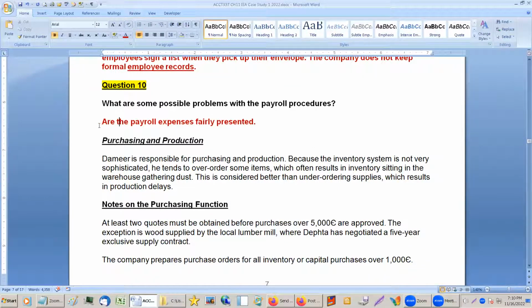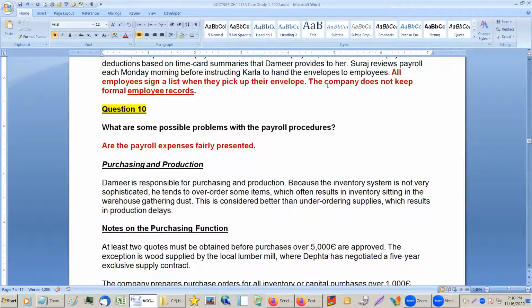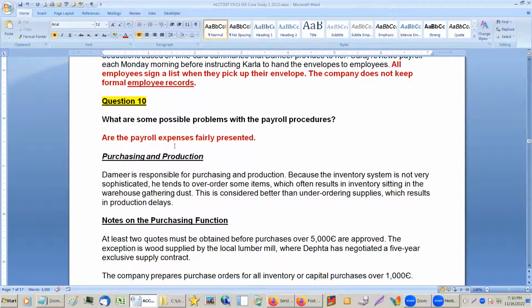So, are the payroll expenses fairly presented? This is one of those times that, even though it may not be required by law, as an auditor, that's probably something you'd like to see so that you can verify the payroll expenses.